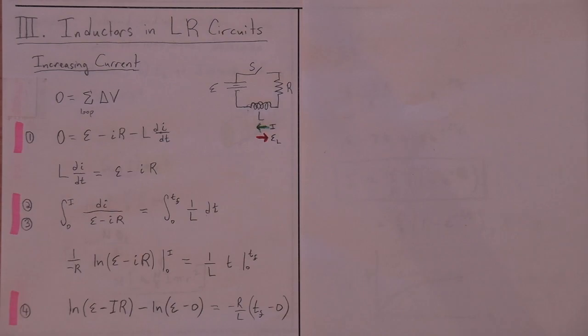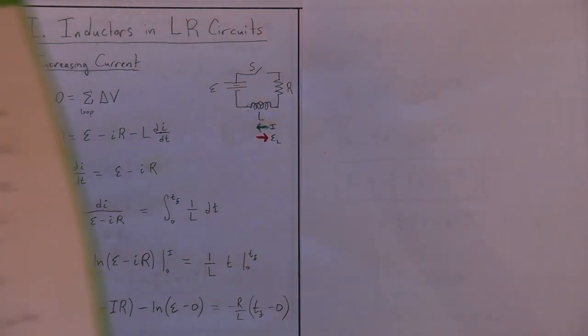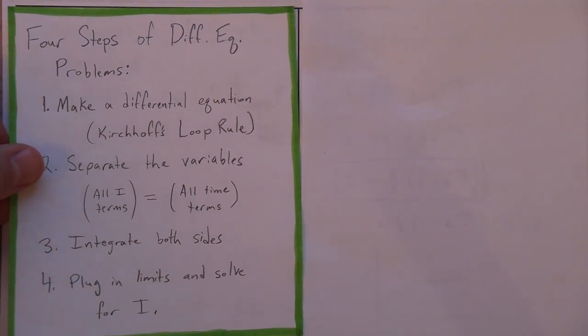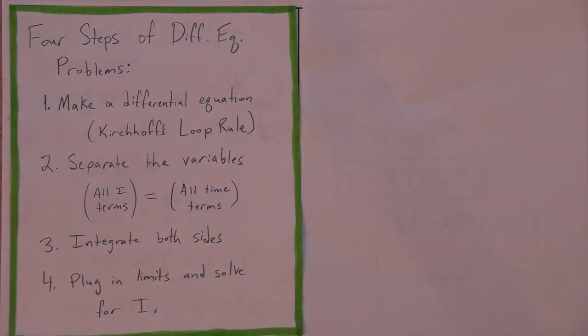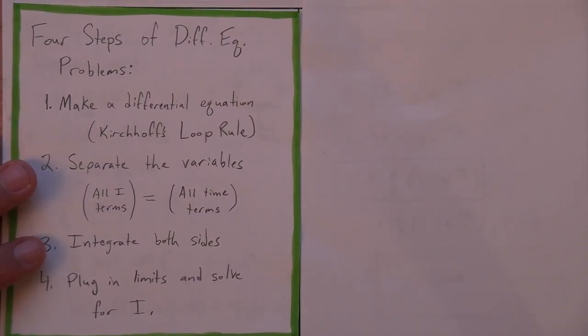So we've got to come up with an equation for the current as a function of time. So what we have to do in that case is make a differential equation and solve it. I just want to recall, before we even begin with the details, the 4 basic steps to solving a differential equation problem in physics. Okay?